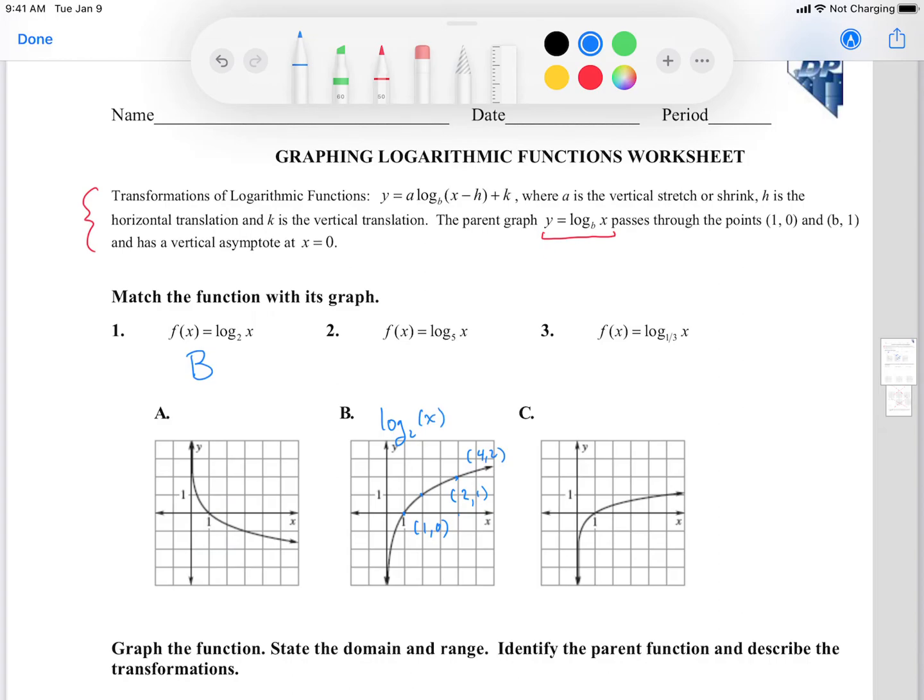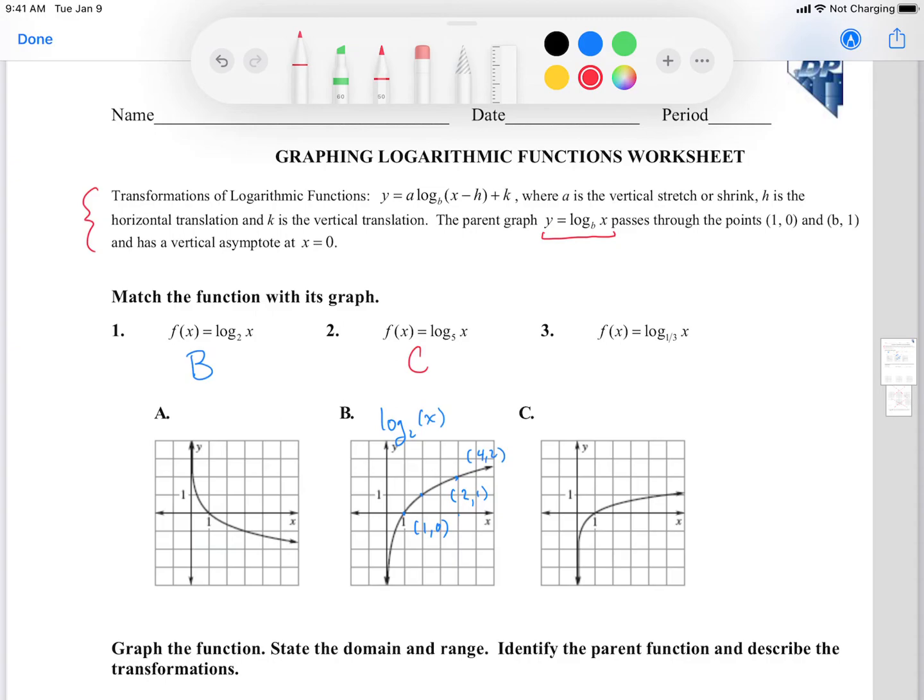Okay. What about number 2? Does it belong to A or C? Look at them carefully. A or C? Show me. Which one does it belong to? A or C? All right. It belongs to C.